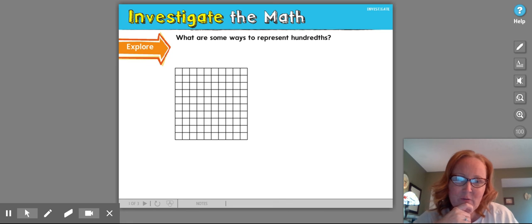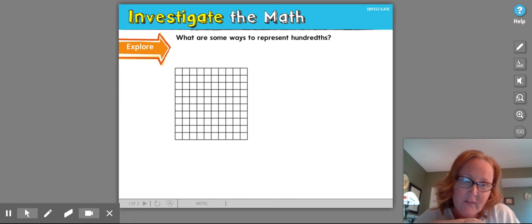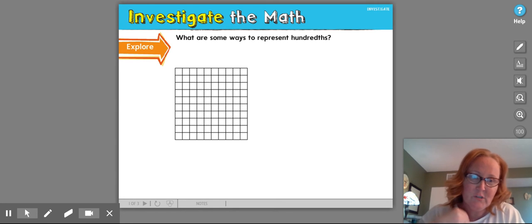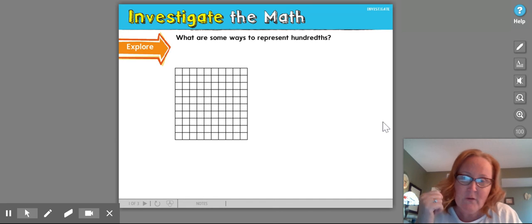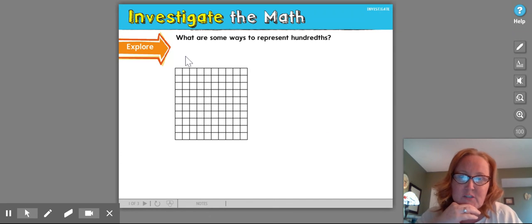All right, Hive. Today we're going to be talking about hundredths, okay? What happens when you break that whole or that whole dollar into 100 pieces, which is the same as 1/100th or 1 penny, okay? And so this question here says, what are some ways to represent hundredths?